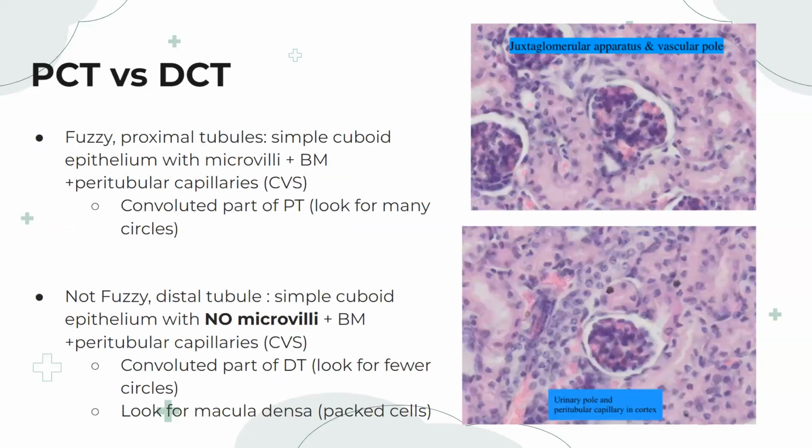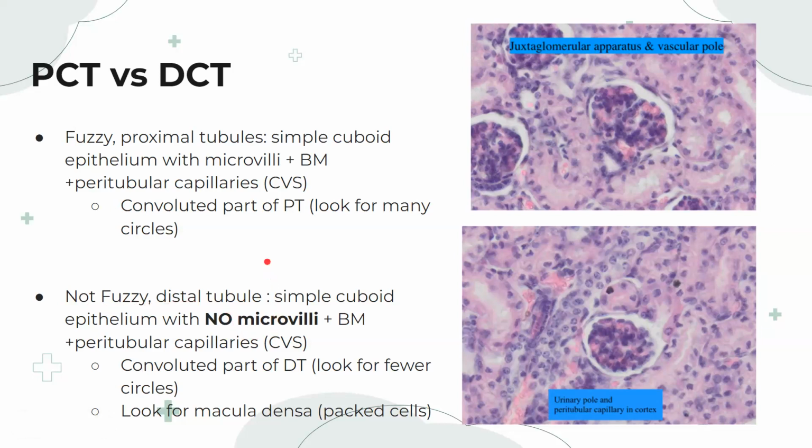Now that we're done with the actual glomerulus, let's move on to the next part of the nephron, which is the proximal convoluted tubule. I want to start off by telling you guys how to differentiate between the proximal and the distal tubules. A few easy pointers to keep in mind is that the proximal tubule is fuzzy. Now, what Dr. Annie basically means by fuzzy is that there's microvilli present. That's why they look fuzzy. The distal convoluted tubule is not fuzzy because there's no microvilli.